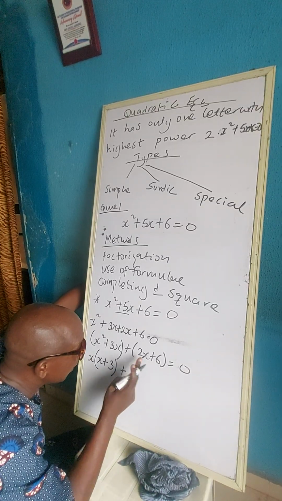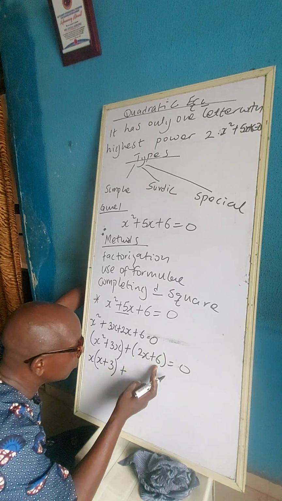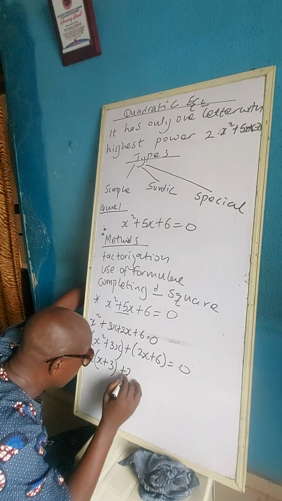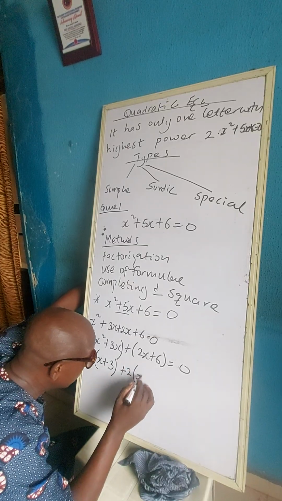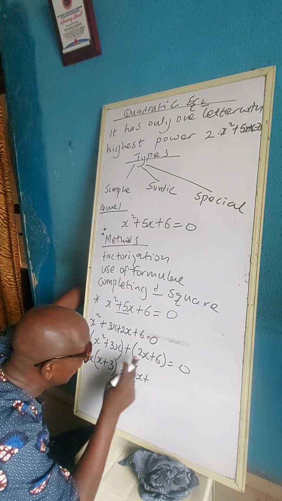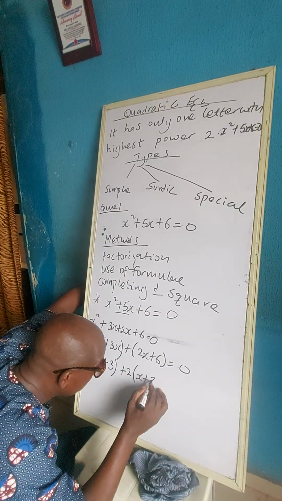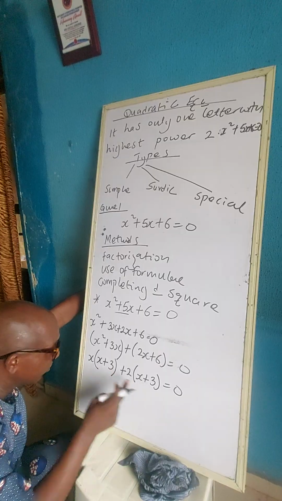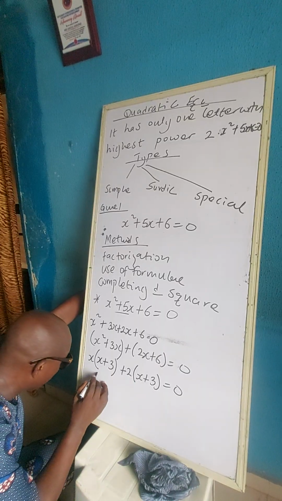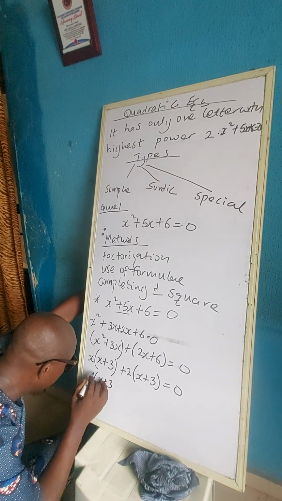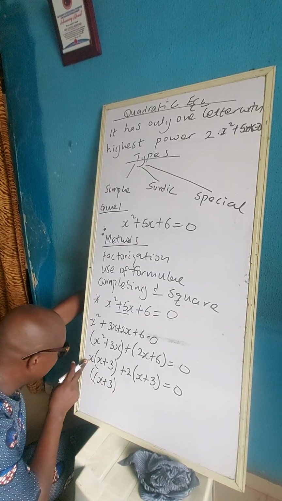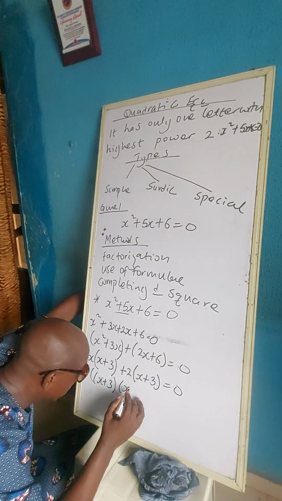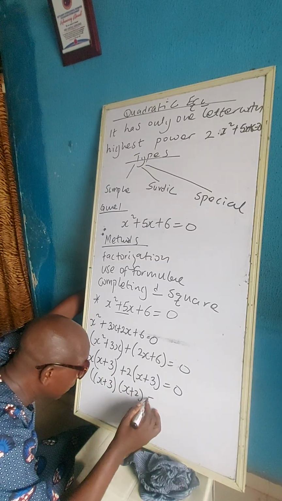x is here, x is not here. 2 here. 2 can also be gotten from here. That means 2 is common. This one remains x, this one remains 3. 2 in 6, 3, equal to 0. This and this, once they are common, pick one out: x plus 3. The one in front of this, pick it out, x. The one in front of this, plus 2. Pick it, equal to 0.